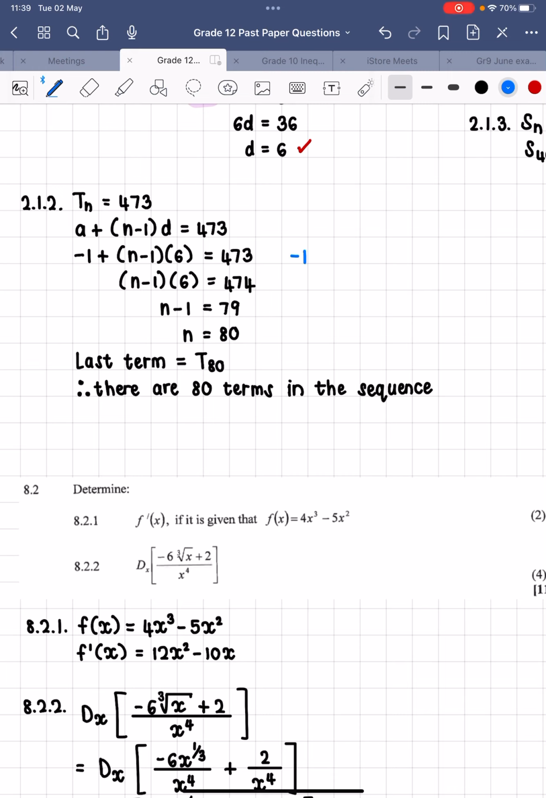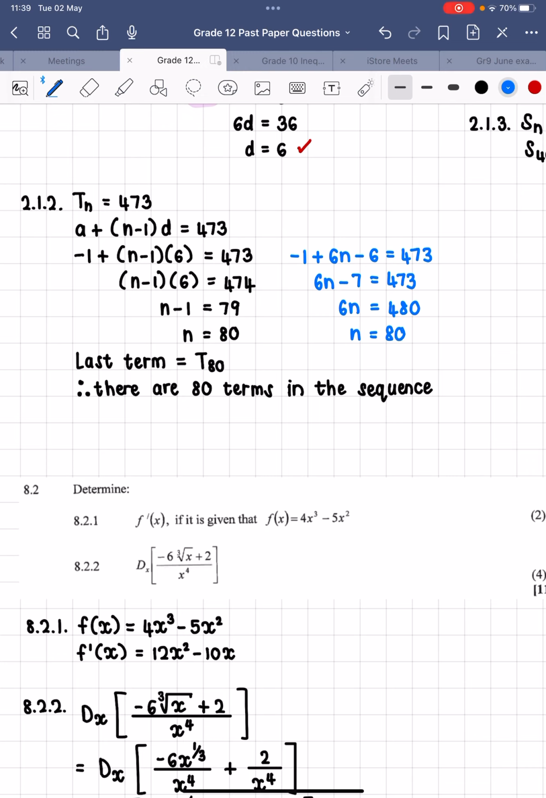If you said -1 plus 6n minus 6 is equal to 473, and then you could have simplified on this side. You could have said 6n minus 7 is 473. And then you could have added 7, so you would have ended up with 480. And then you would get to n equals 80 as well.